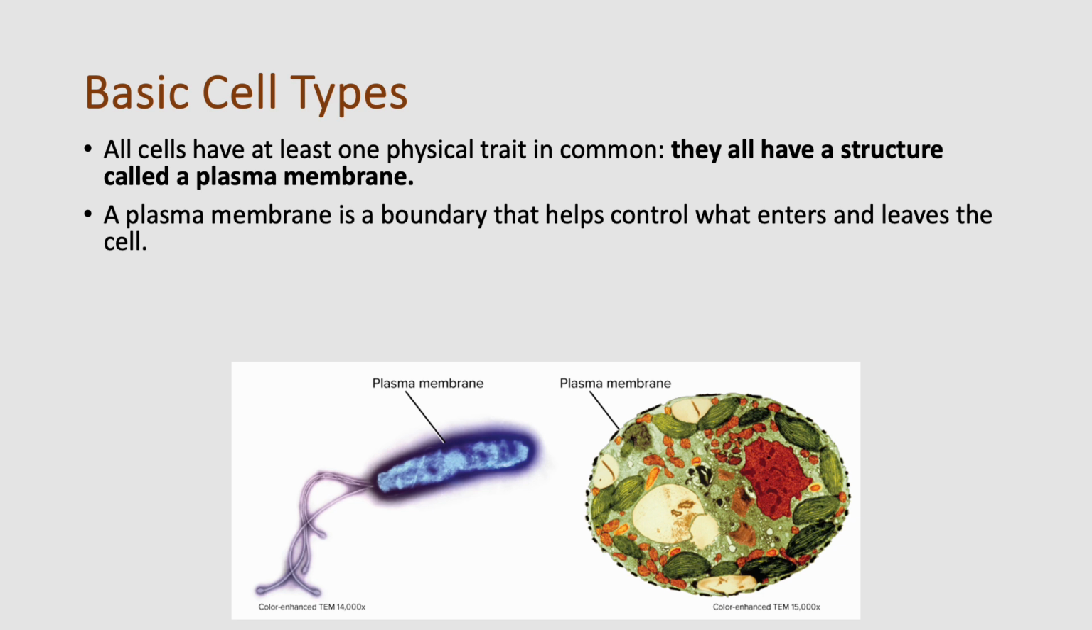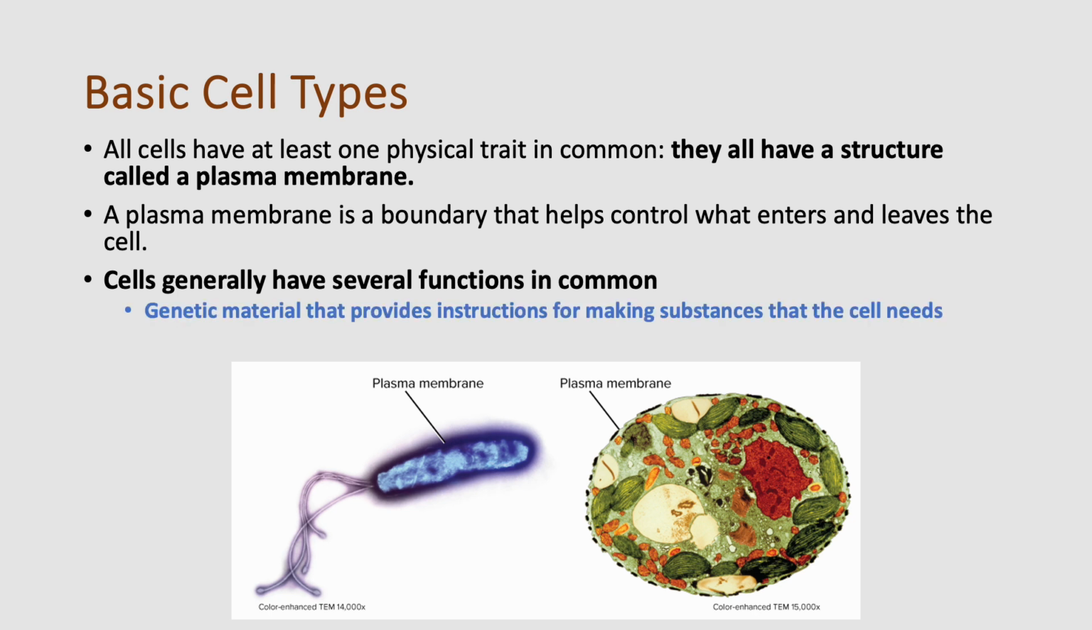So the plasma membrane is this structure that helps to maintain that equilibrium. Now, cells generally have several common functions. And the first one is genetic material. And remember, the genetic material provides instructions for making substances that the cell needs. So remember, the genetic material that almost all organisms use is DNA. Prokaryotic cells as well as eukaryotic cells both contain this genetic material.